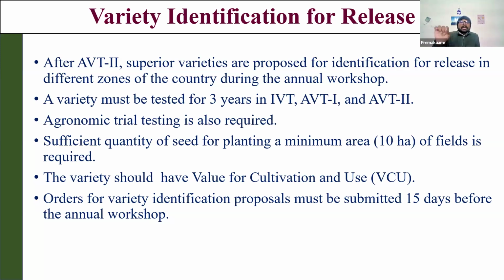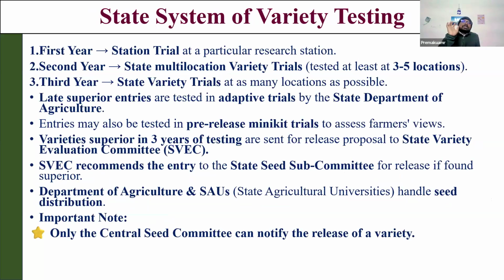After deciding that this variety has value for cultivation and use, it goes for an identification proposal. The breeder has to submit 15 days before the annual workshop. They have to send the application to the workshop 15 days before only. Then they will analyze this data. Then they will recommend for release. It's a very complex thing, but you should understand.